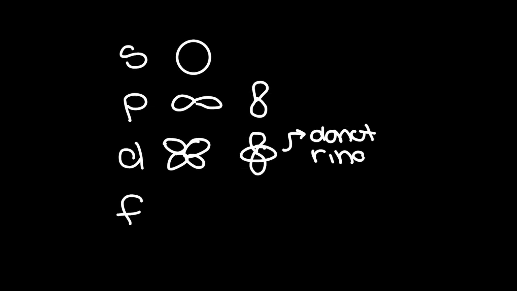Starting off, we have the s orbital, which is a spherical shape, always. The p orbital is usually like a bow tie, either oriented in the vertical or horizontal. The d orbital is a little bit more complicated. It's like a clover, or it could also have this weird shape here, which can be described as a donut or a ring. And then the f orbital is too complex to draw.